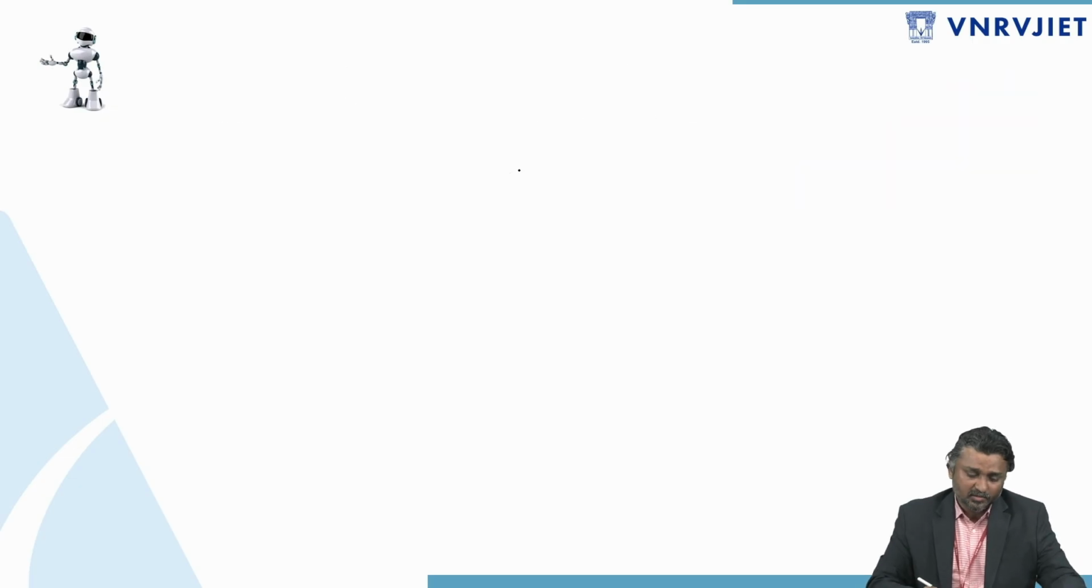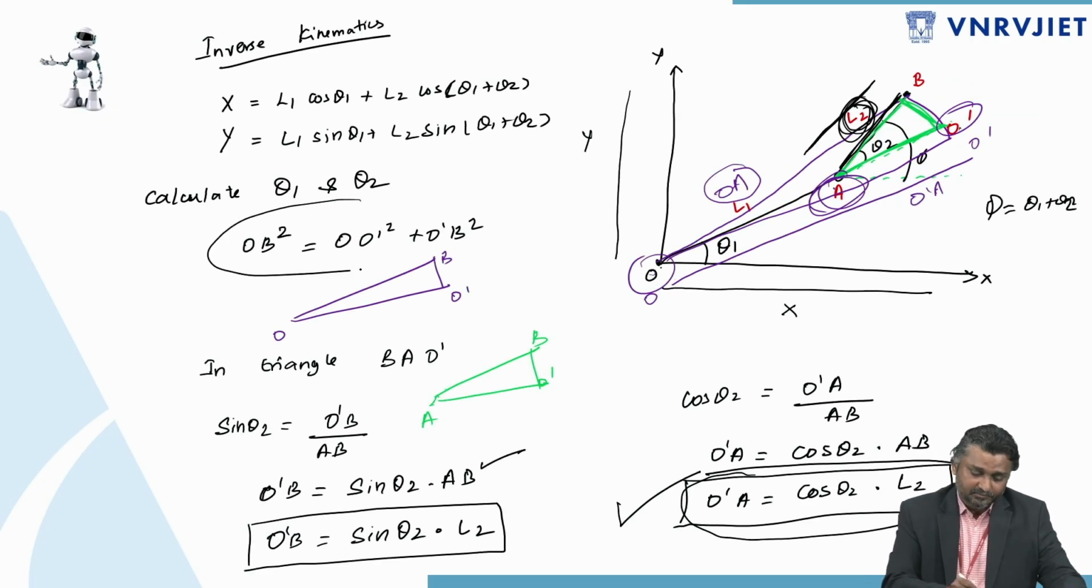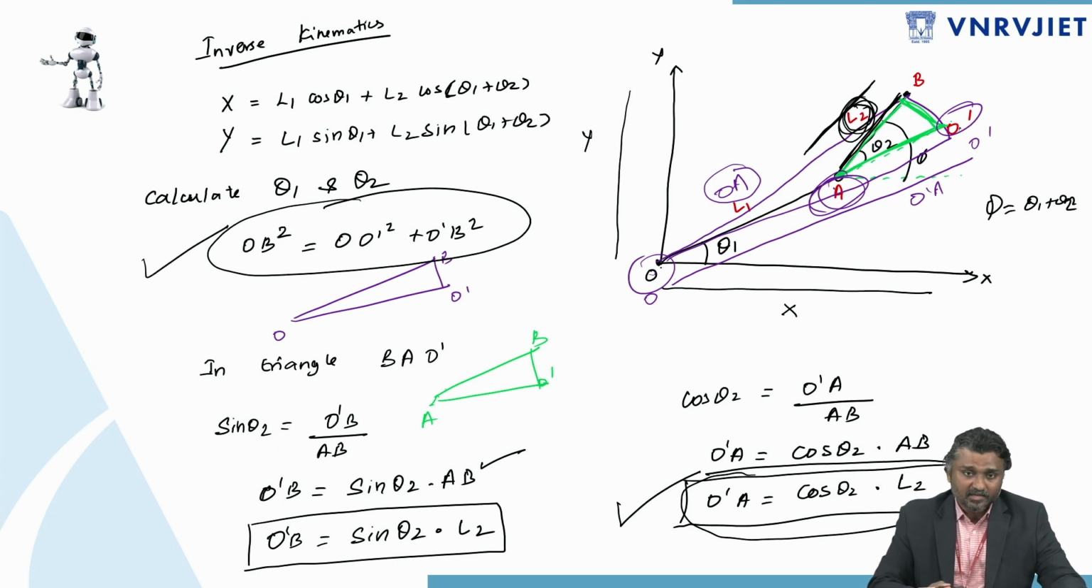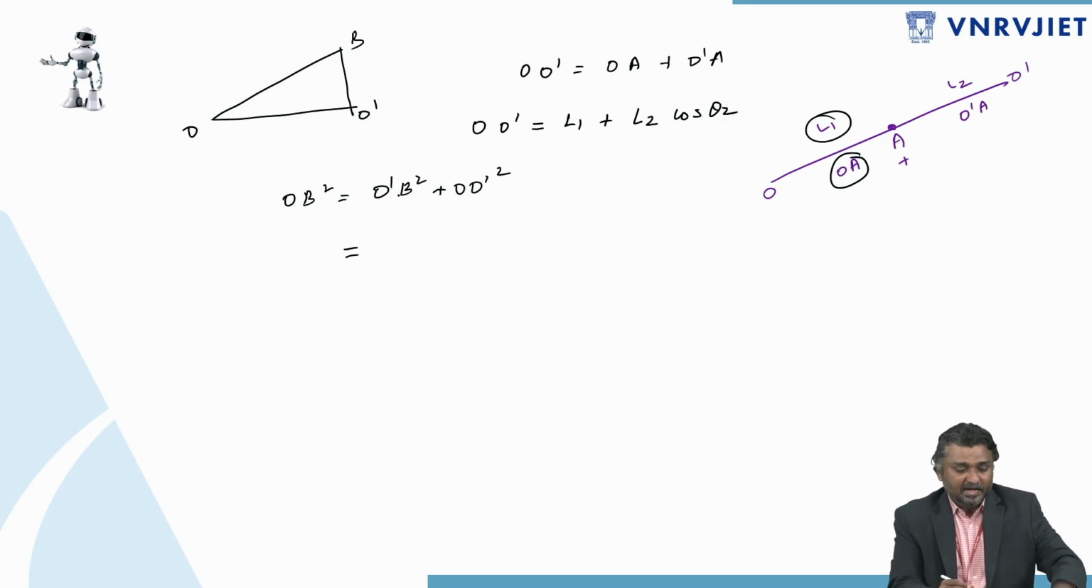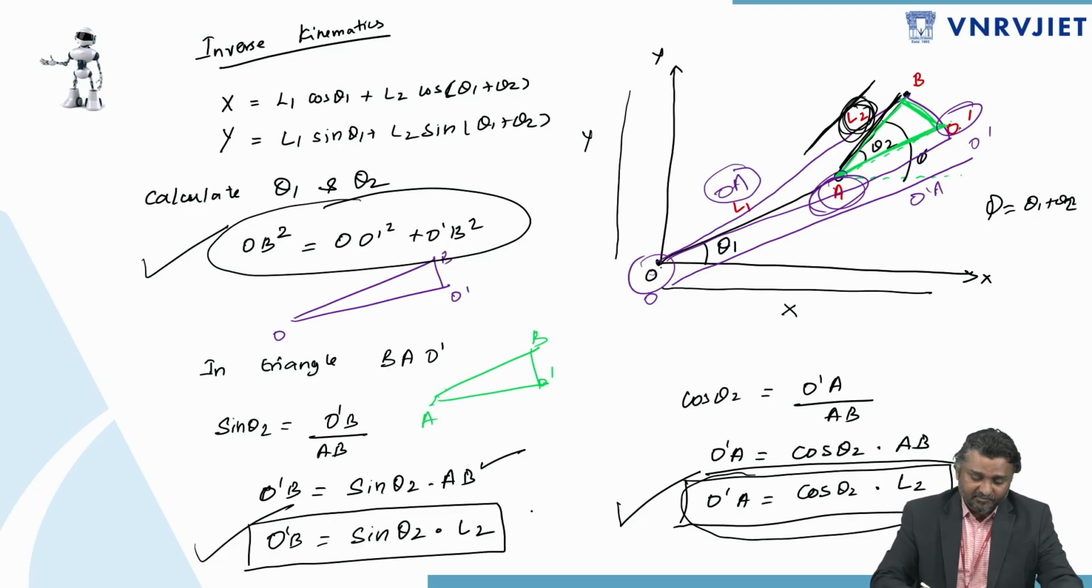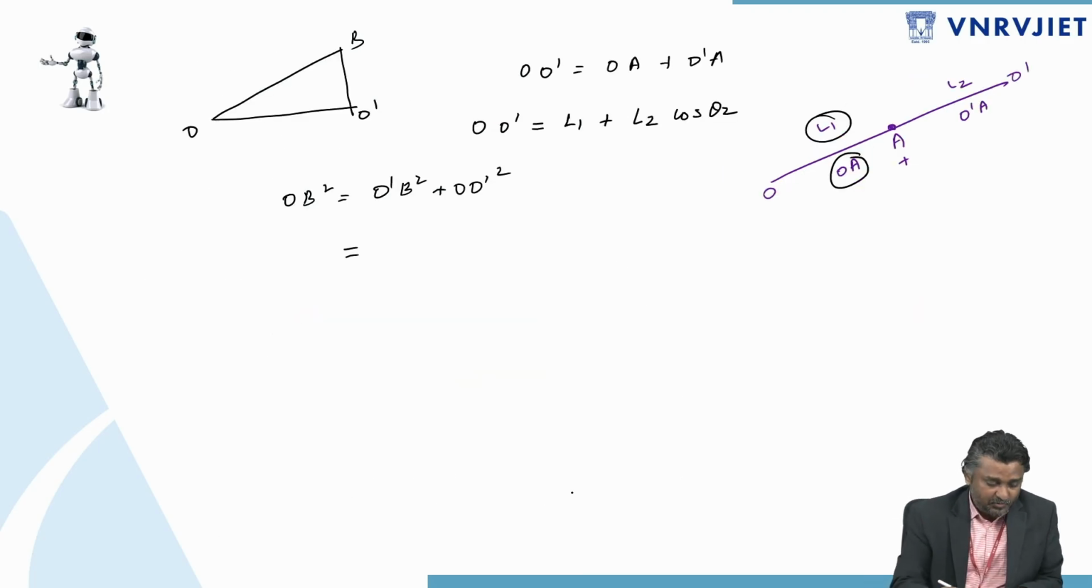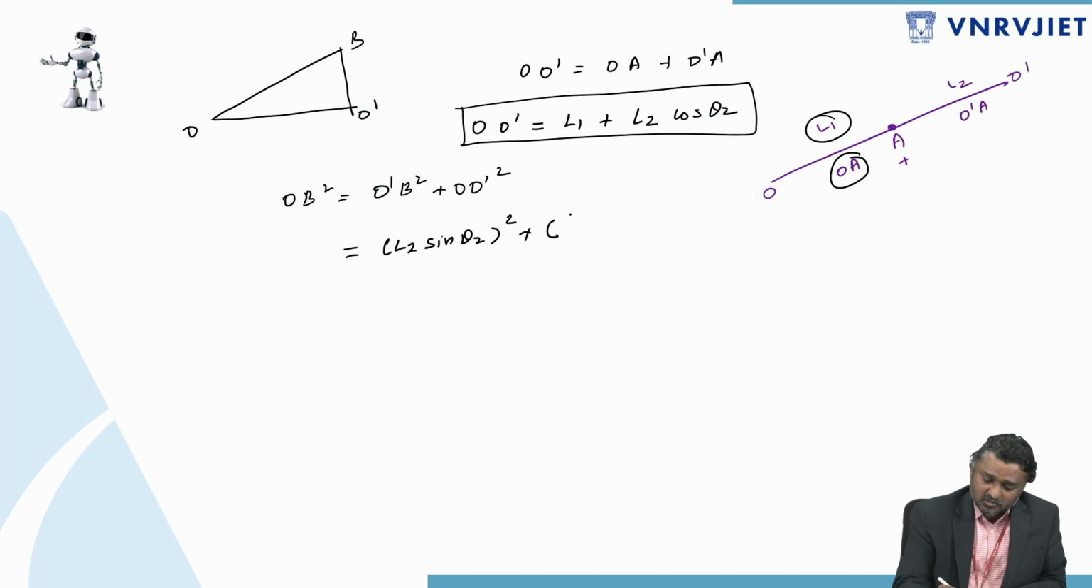So what is the OB square? This expression: OB square is equal to O dash square plus O dash B square. Here O dash B we already identified, so substitute that expression here. O dash B is L2 sin theta 2, whole square, plus O dash, which we identified here. So substitute O dash square: L1 plus L2 cos theta 2, whole square.